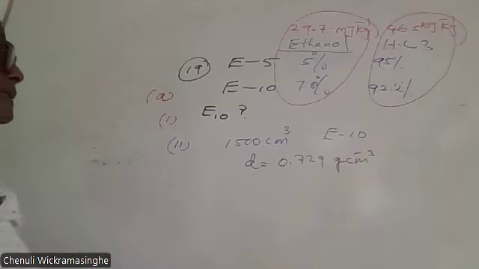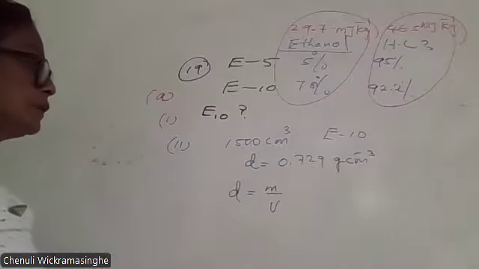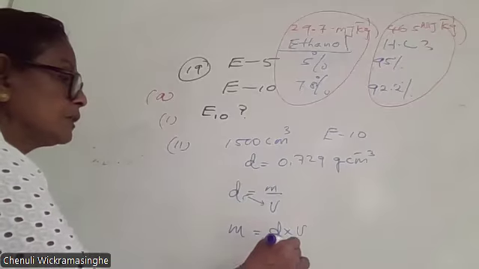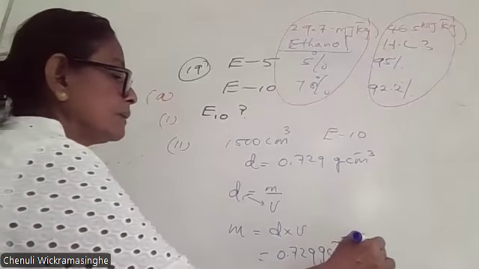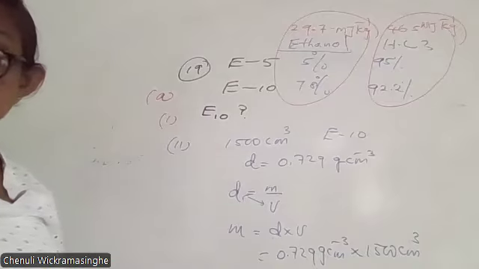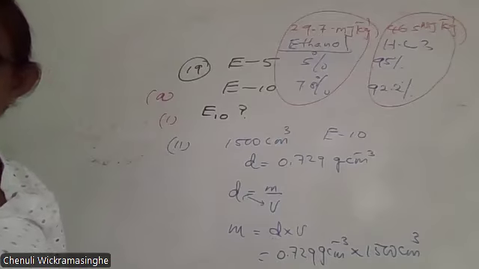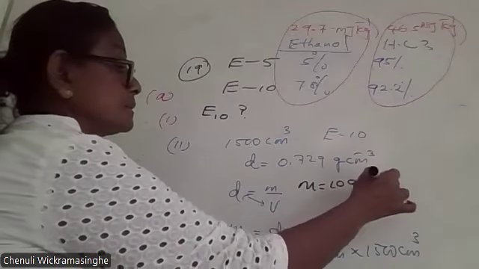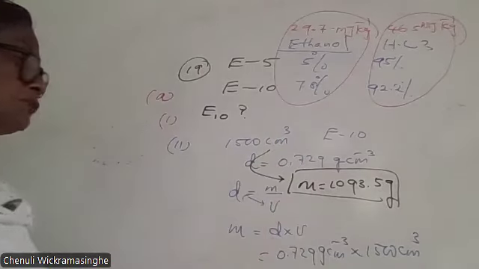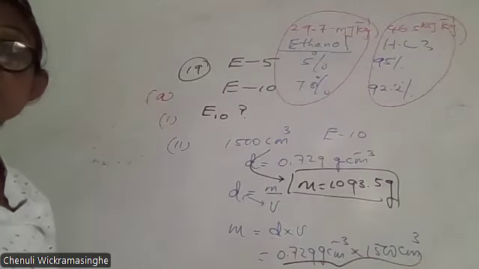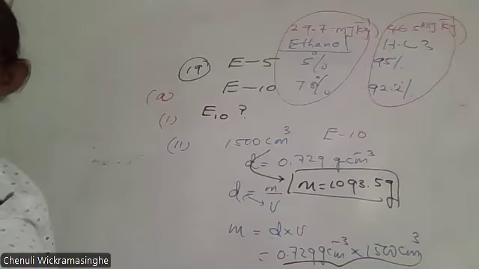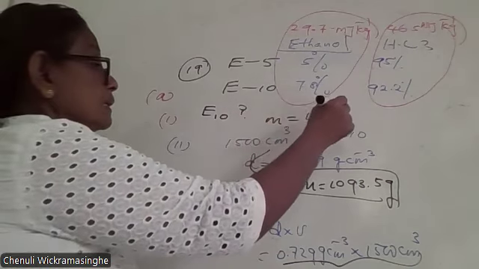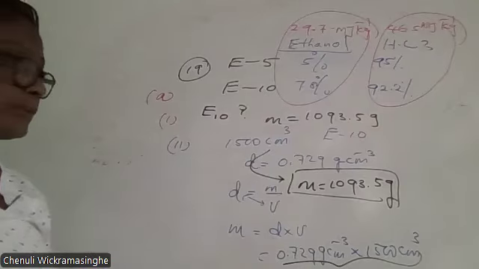Your question is to find the mass in grams. Always, density is equal to mass divided by volume. So by cross multiplication, mass is density times volume: 0.729 gram per centimeter cube multiplied by 1500 centimeter cube. By simplification, you get 1093.5. So the mass comes to 1093.5 grams for 1500 centimeter cube of E10 fuel. So the mass of the E10 fuel, 1093.5 grams, is present. Your immediate next question is the third part.